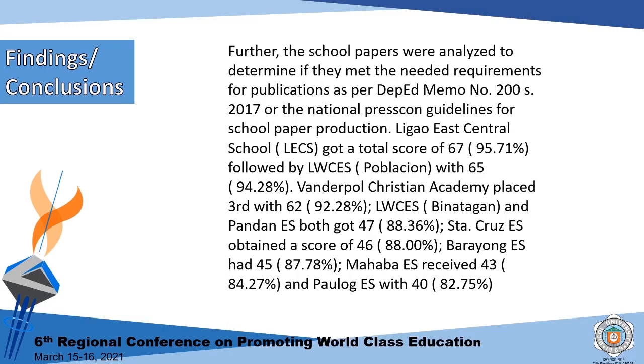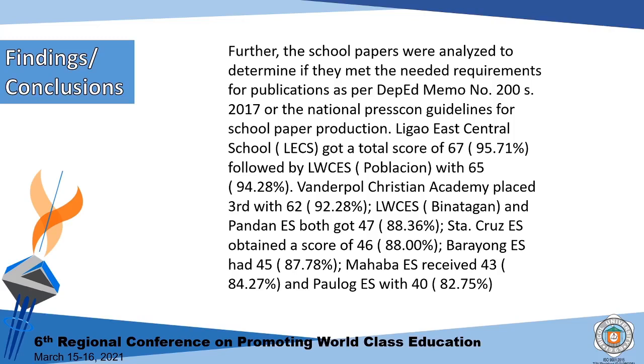Further, the school papers were analyzed to determine if they met the needed requirements for publications as per DepEd Memorandum No. 200, Series 2017, or the National Press Conference Guidelines for School Paper Production. Ligao East Central School got a total score of 67, equivalent to 95.71%, followed by Ligao West Central Elementary School, or Poblacion, with 65 points, or 94.28%.